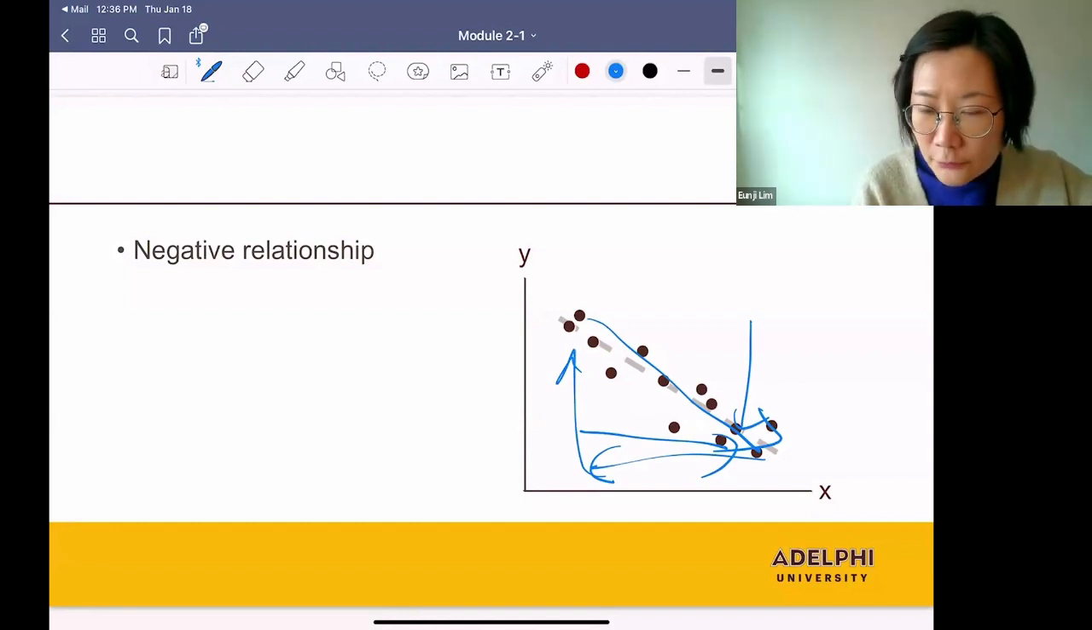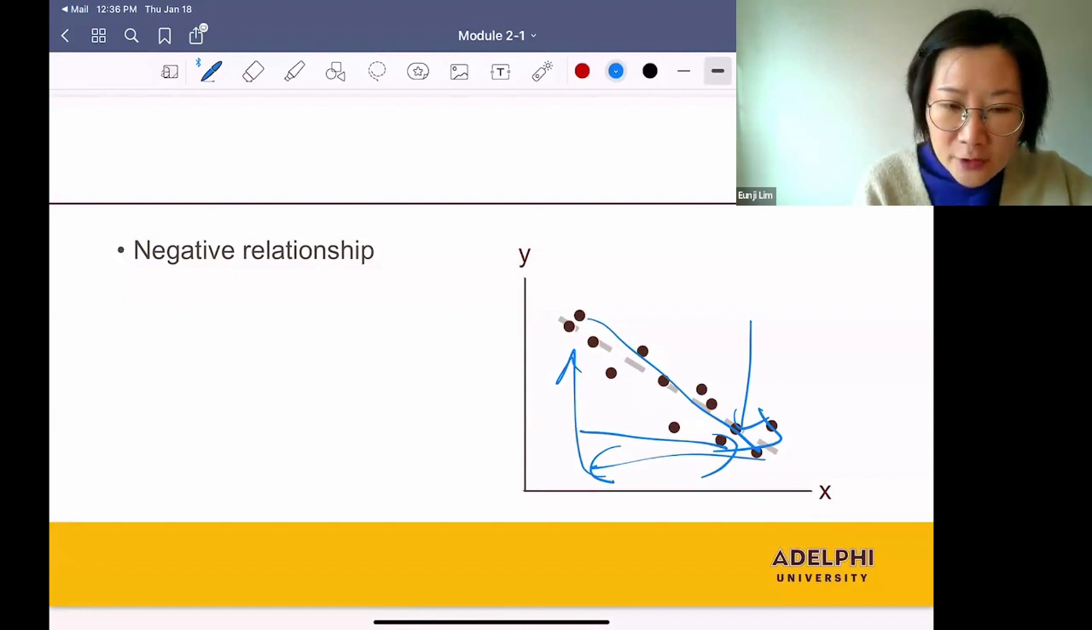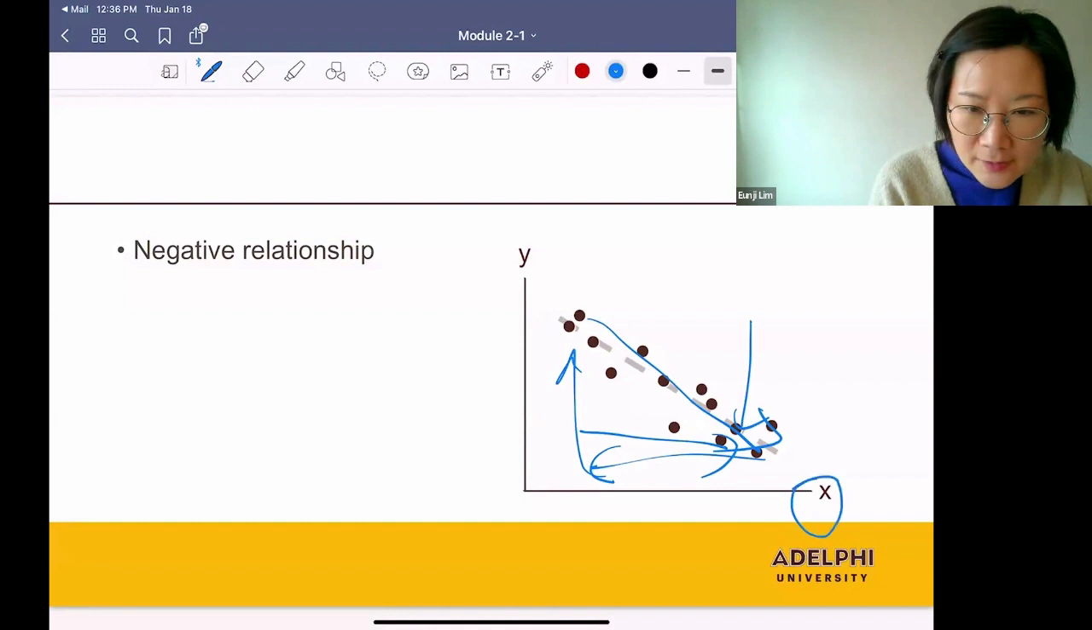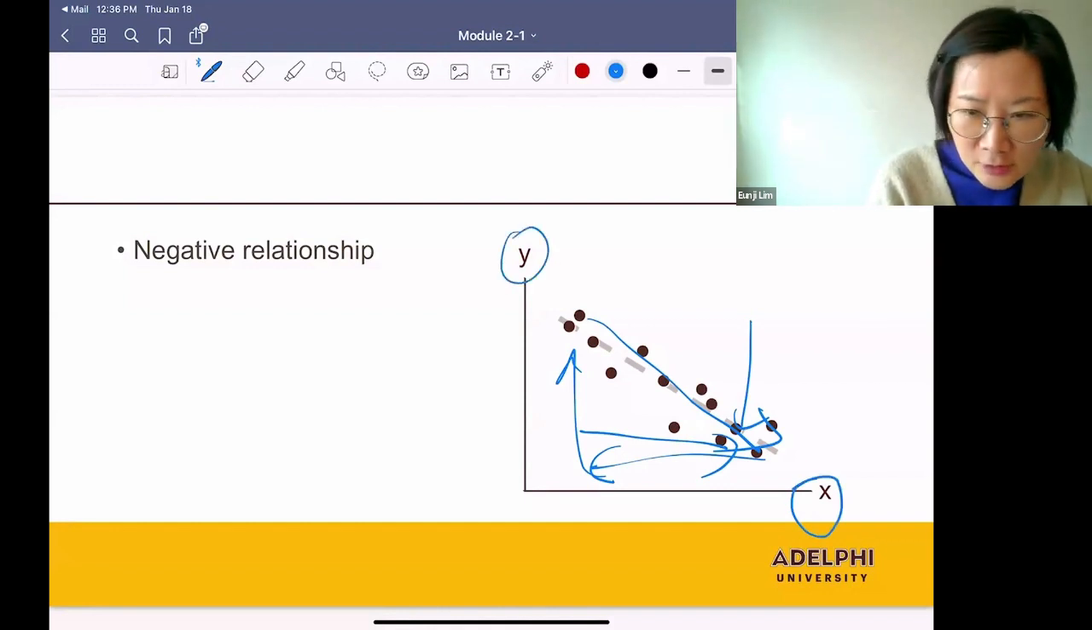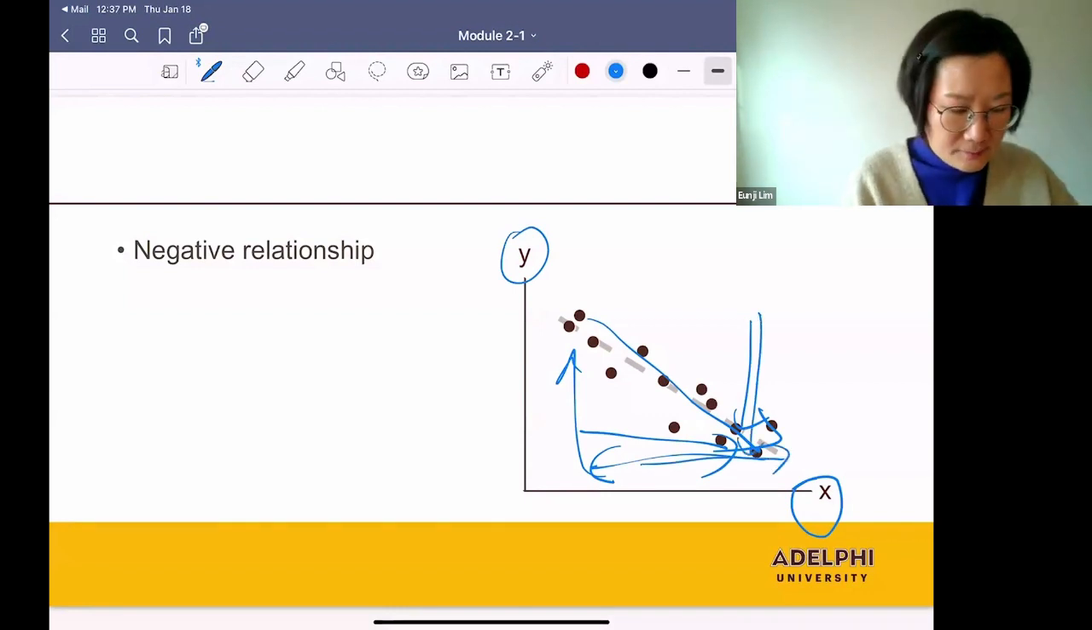Can you think of two variables that have a negative relationship? How about this? X is the supply of a product and Y is the price of the product. The more supply you have, the lower price you get.